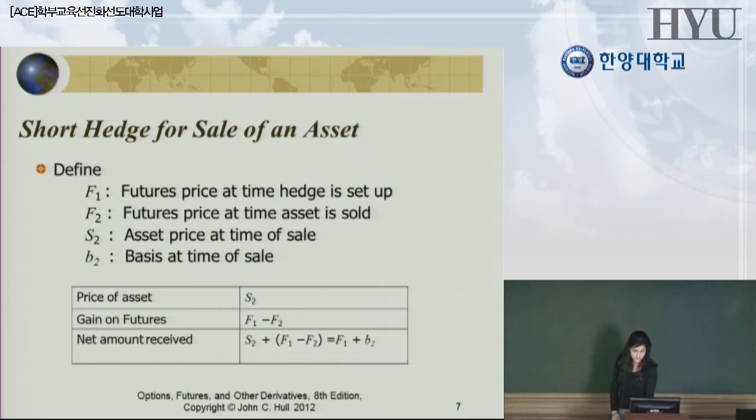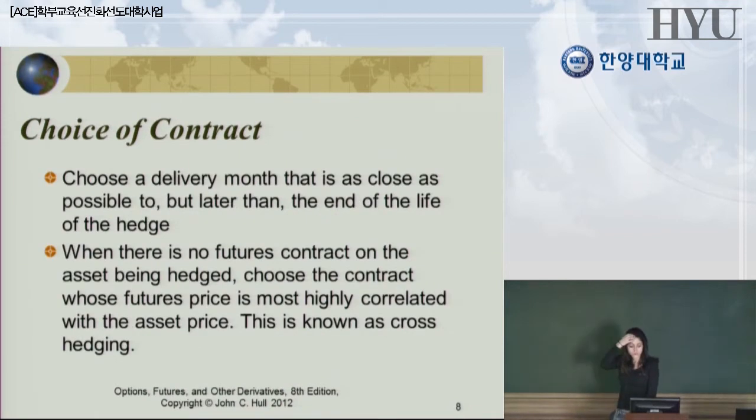So how can we choose a contract? Choosing a contract when you're a company is really important. You have to check the delivery month that is as close as possible to, but later than, the end of the life of the hedge. After that, we say that when there is no futures contract on the asset being hedged, choose the contract whose futures price is most highly correlated with the asset price. This is cross hedging.